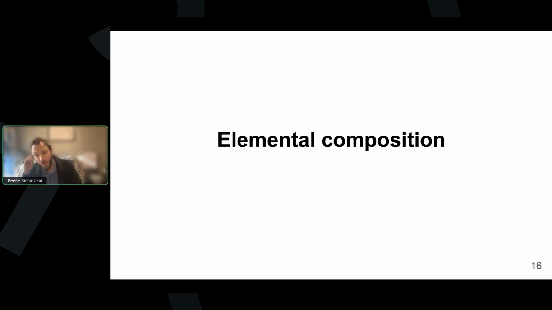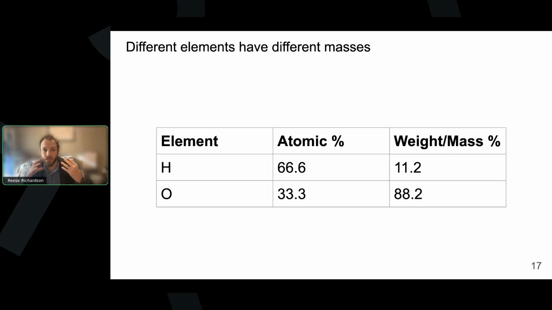So EDX is often used to assay elemental composition. There are a number of different ways to do this, but in short, you will often see these elemental composition tables in papers. And surprise, different elements have different masses. So an elemental contribution by atomic percent is going to be different than the composition by weight percent. So this is a composition table for water.